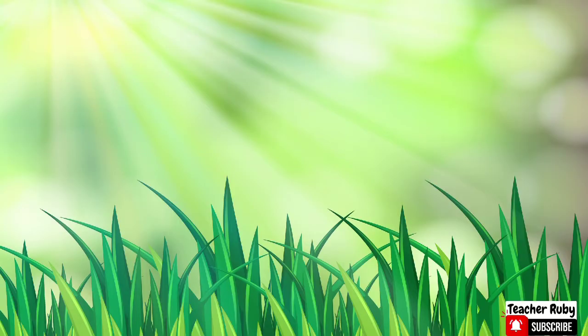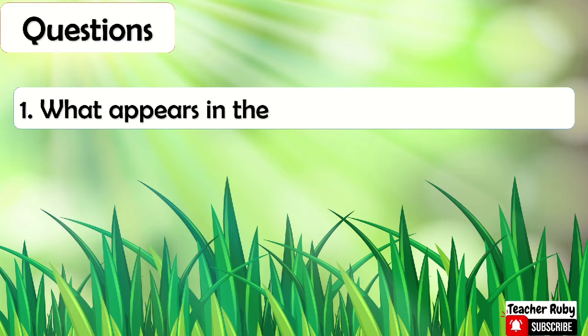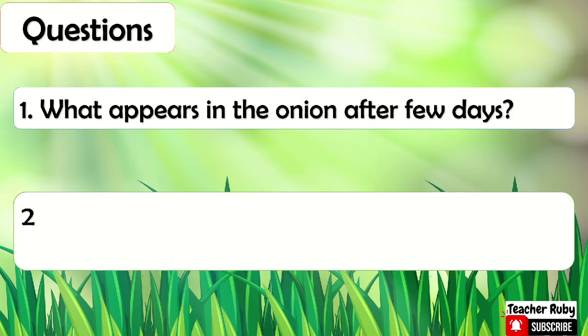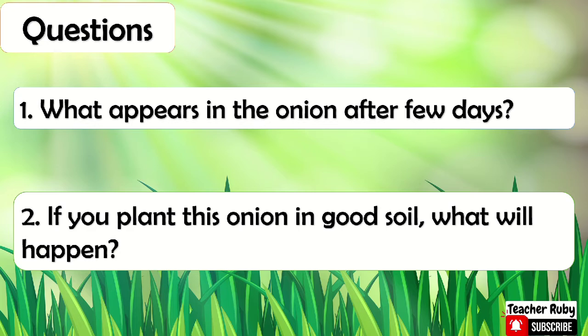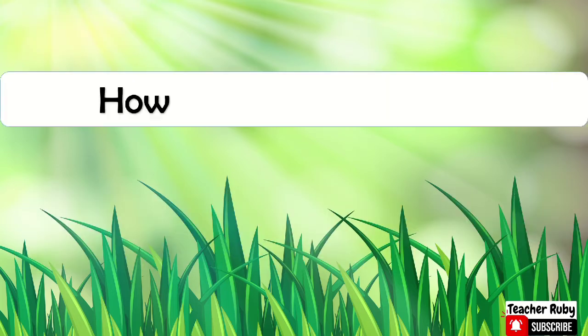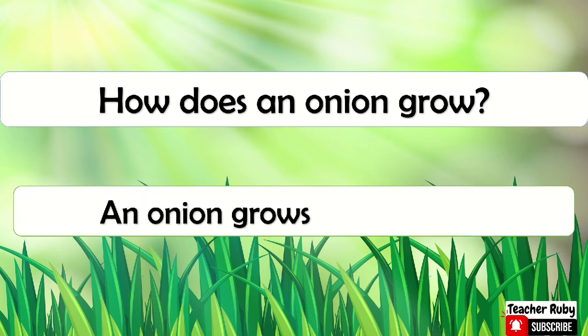Based on the video, what appears in the onion after a few days? If you plant this onion in good soil, what will happen? And how does an onion grow? An onion grows from a bulb.